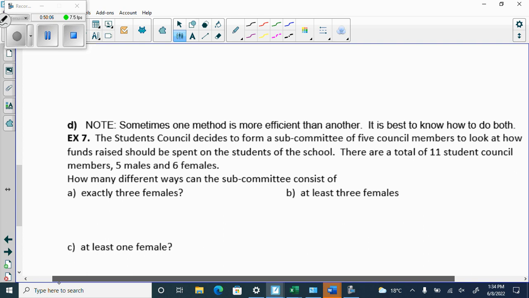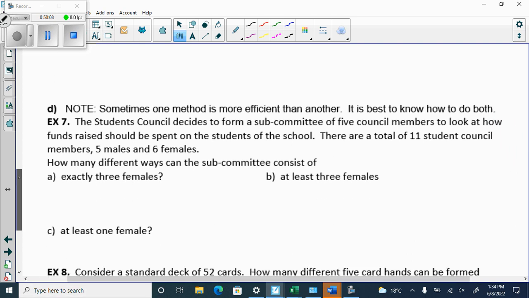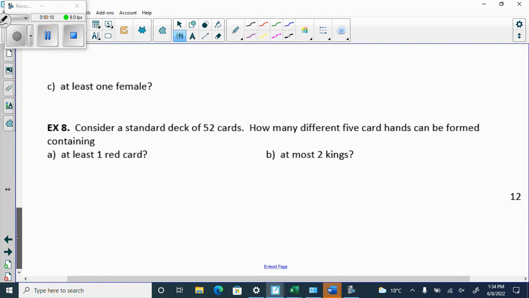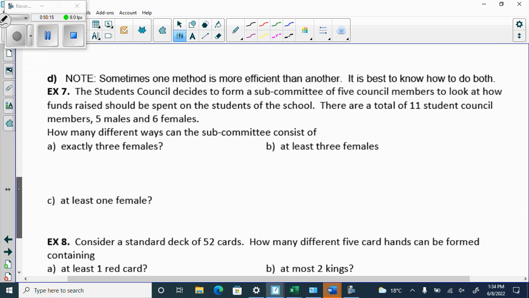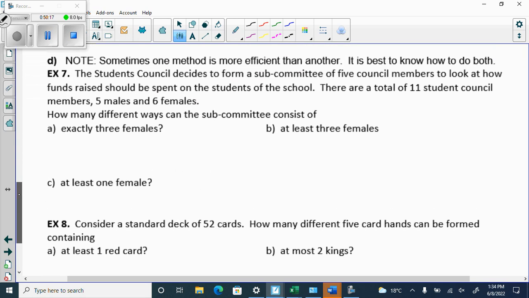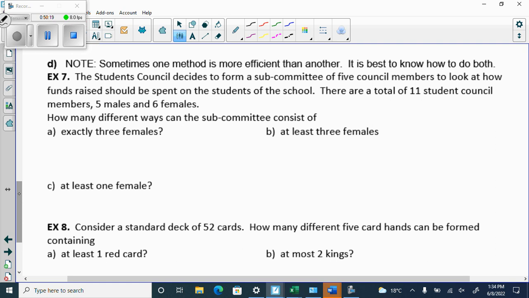I want you guys to flip to here, please. Page 12. And get the memo, hey, Ryder? I want you to try example 7 and 8.